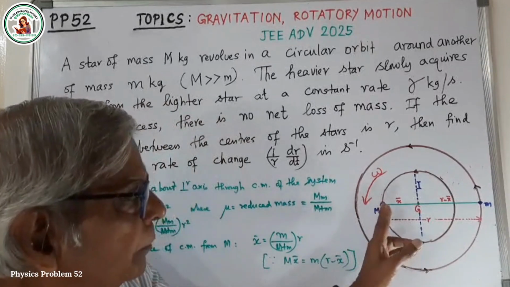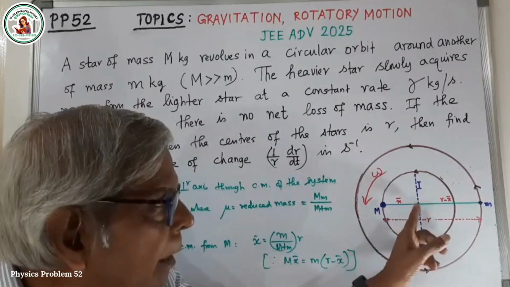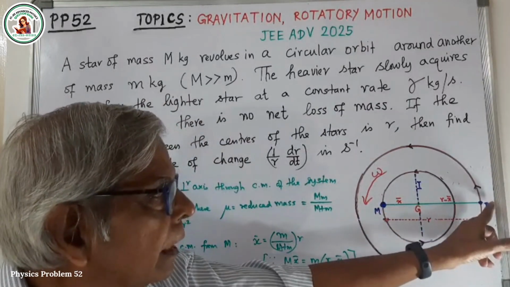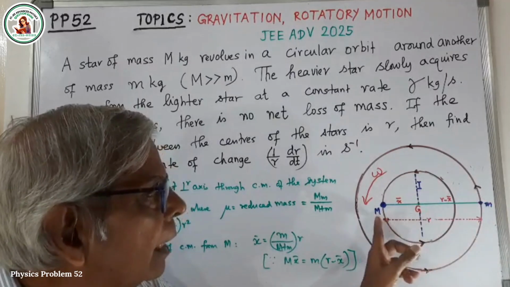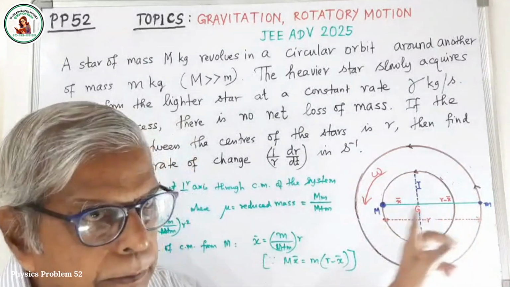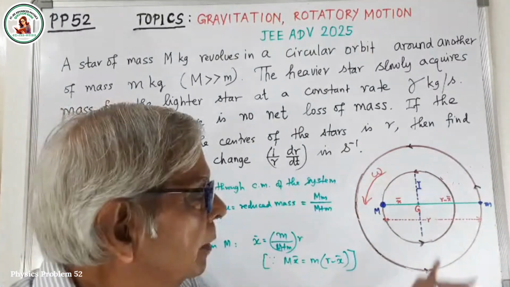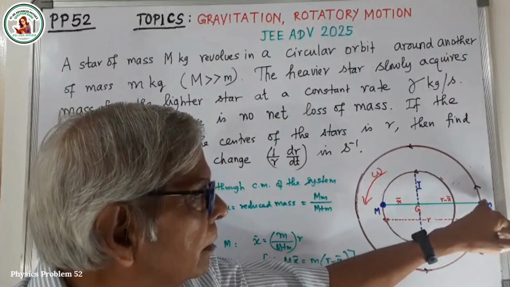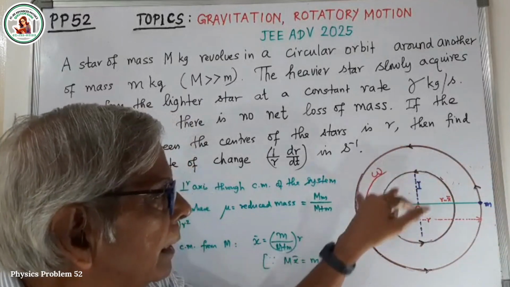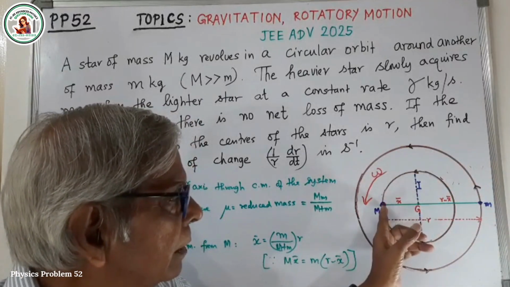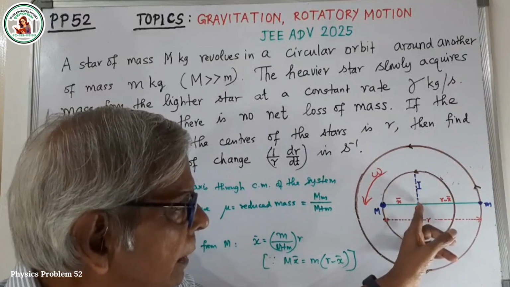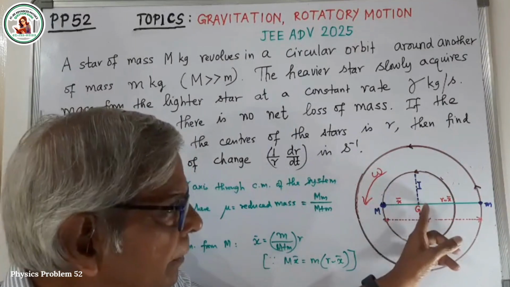Center of mass distance for the larger mass is x bar, marked here. The other star will be at r minus x bar, where r is the distance between the two stars, between the centers. So one star is moving with r minus x bar radius, the other is moving with x bar radius about the center of mass, marked as G.